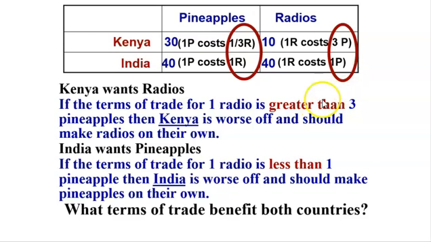It could be 1.5, it could be 2.5, it could be one radio for 2.99999 pineapples. Anything in between those two numbers is what the terms of trade are. Luckily for you, most terms of trade questions coming up are going to be multiple choice questions, which will make it really easy for you to figure that out. You won't have to guess at what the correct answer is. It'll just give you a slew of options.